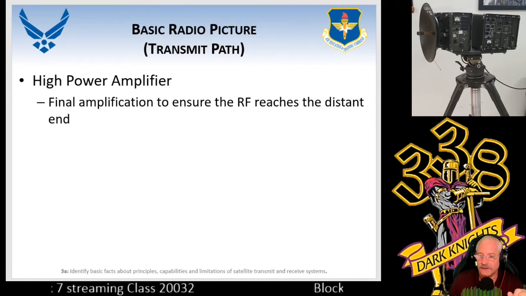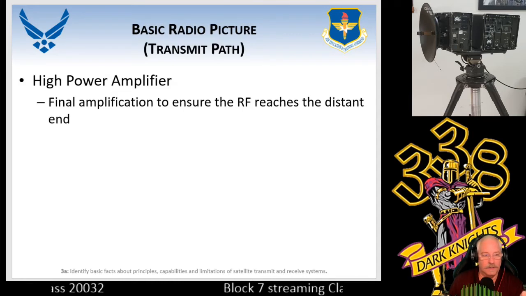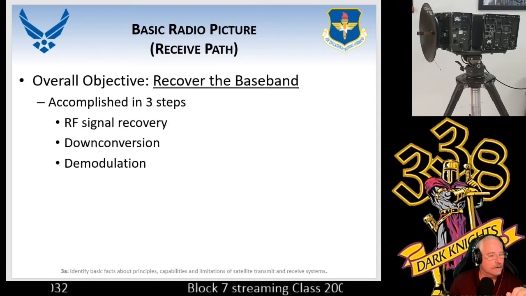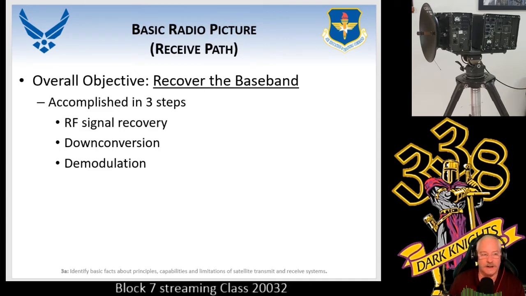And of course, the last stage, anytime you manipulate the information, you need to amplify it. So we're going to use what's called an HPA, high-powered amplifier, and that's what's going to get it to the distant end. The next thing is now we're into receive. We just sent it to the distant end. What is the distant end going to do? Well, it's going to recover the baseband, and that is the receive path.